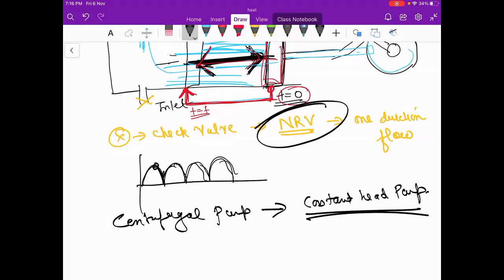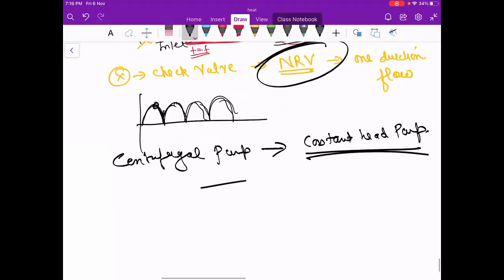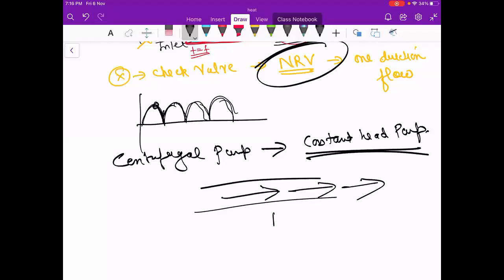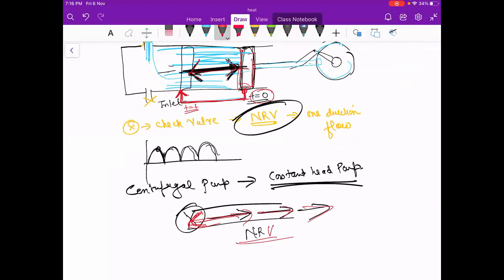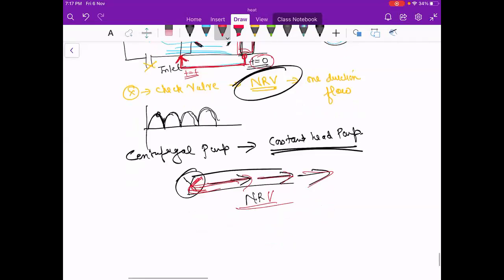This NRV means non-returning valve, meaning the flow will be only in one direction. If you put an NRV here, the flow will not go back in this direction. It will move only in one direction. So that is the NRV, non-returning valve, which is also known as a check valve. The only disadvantage of the positive displacement pump is that the outlet flow is fluctuating.